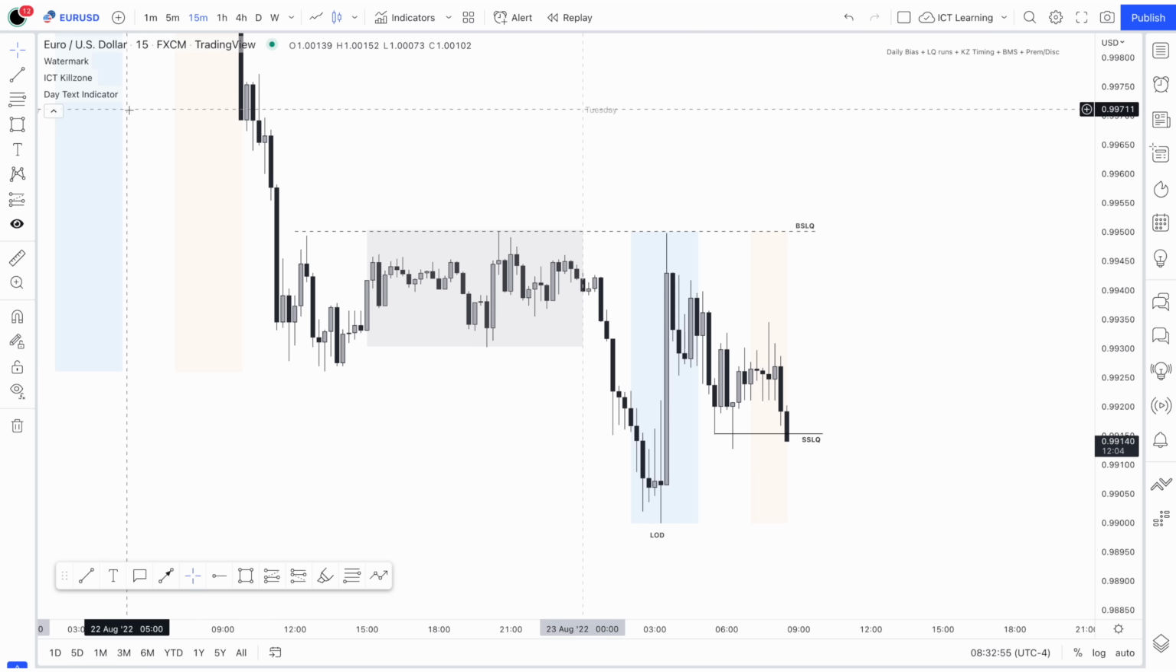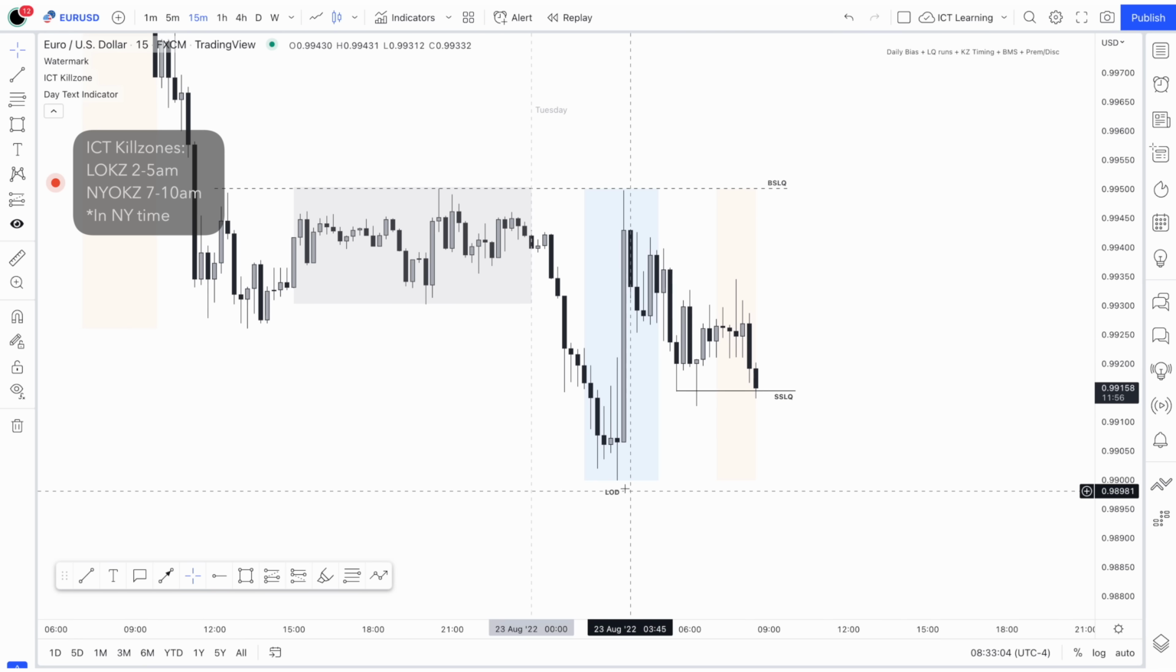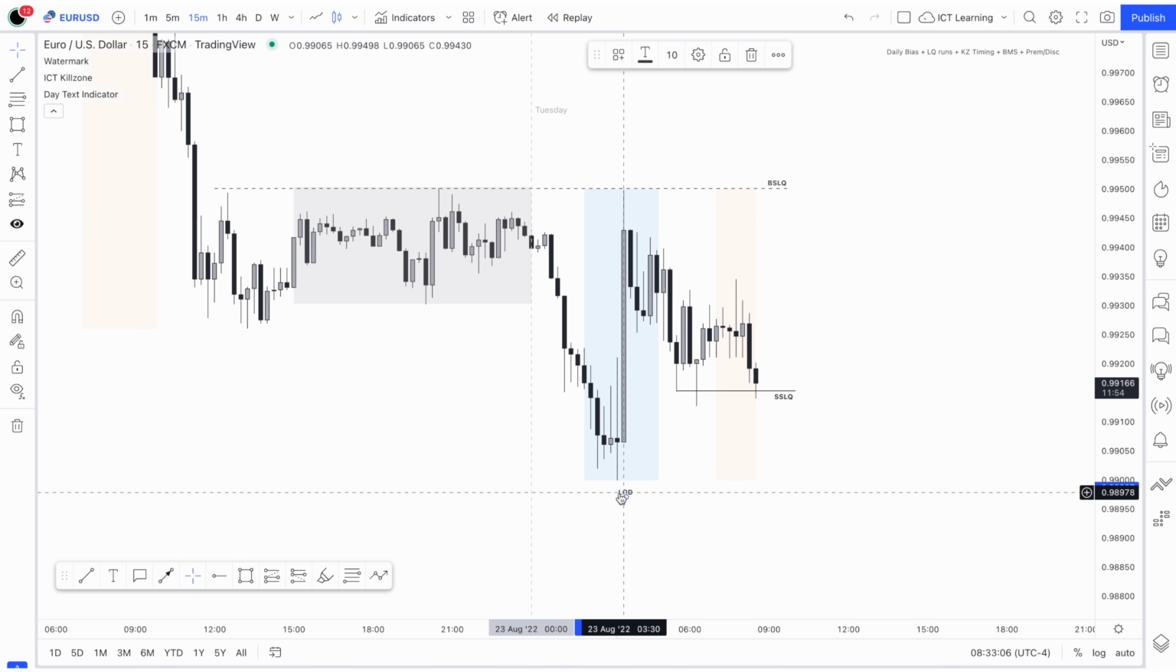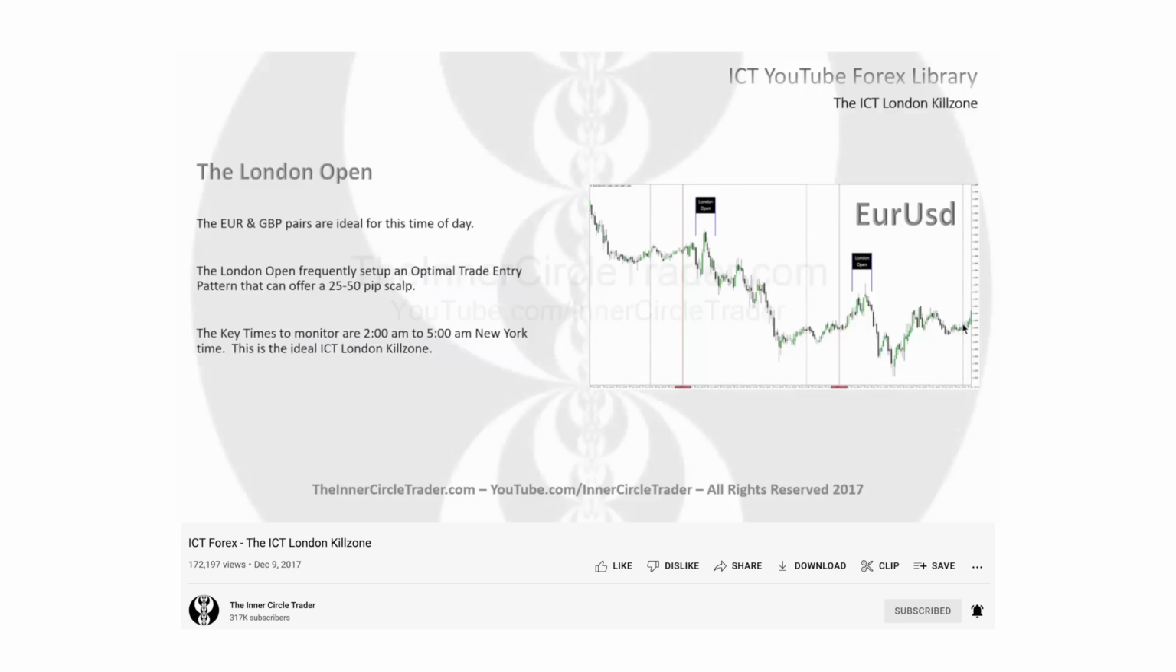This little blue box is basically my ICT kill zones, and this is the London kill zone. Orange is the New York open kill zone. We can see that here in London open kill zone time, we've had our low of the day set. High of the day, question mark, we shall see. London open generally has the highest probability of creating the high or the low of the day.